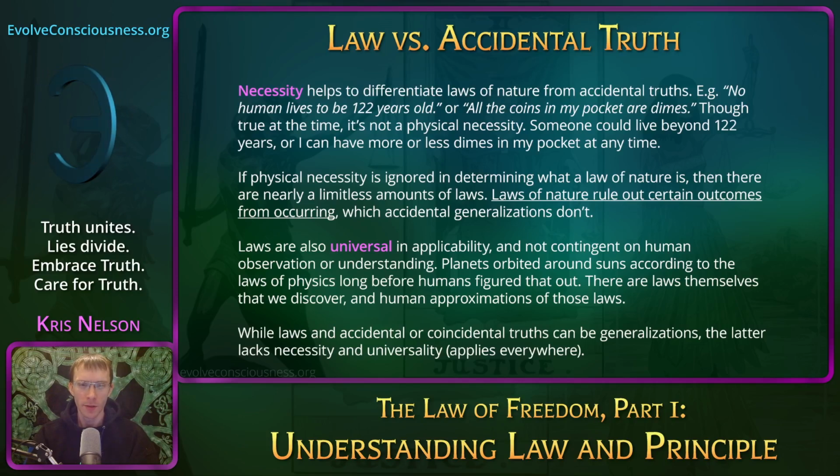Planets orbited around suns according to laws of physics long before humans figured that out. There are laws themselves that we discover and human approximations to those laws. So we discover through observation the patterns, the regularity, that things happen under certain conditions, you get certain results. So there's that thing in the universe that is like, okay, well, this is the way it works. And then we create scientific laws or other principles that are trying to approximate and give specifics about how that happens.